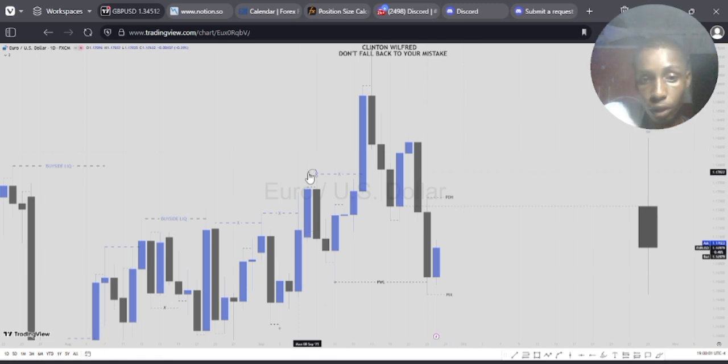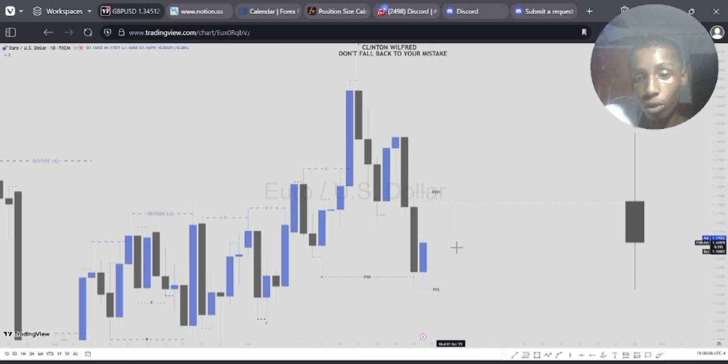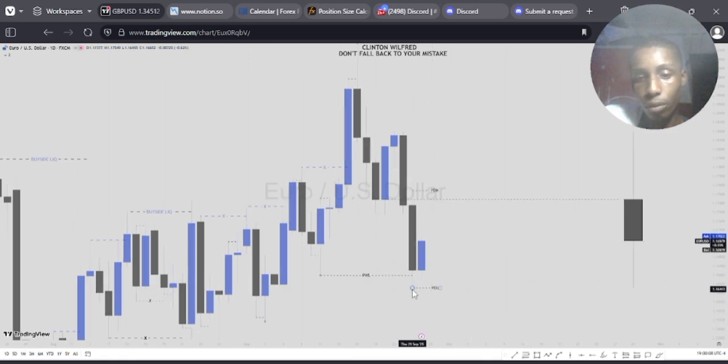Price took out previous week lows here. We have previous day low and previous day highs. Friday will now act as previous day lows because Monday will be a new trading day. So Friday will be the new previous day highs and previous day lows. And then here on Thursday, giving us our previous week low. Thursday will act as previous week lows.